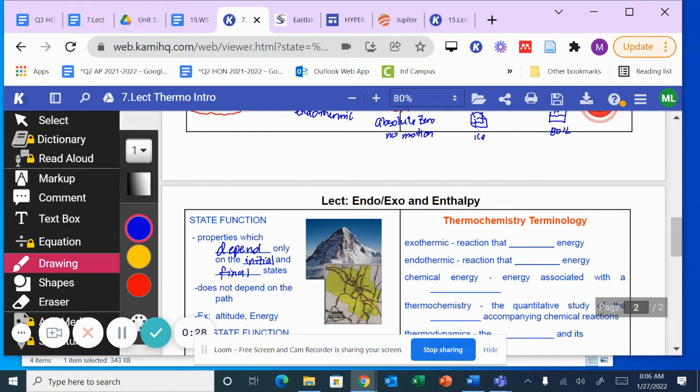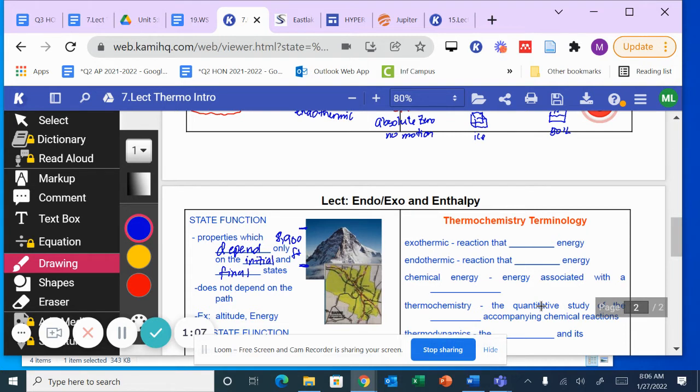An example of a state function is altitude. If this is the base of the mountain, and this is the top of the mountain, let's pretend it's Mount Everest. Can somebody look up the elevation of Mount Everest from the base to the peak? Let's just say 8,900 feet. Okay, so that number is a state function because if you take a helicopter, it'll go straight up.